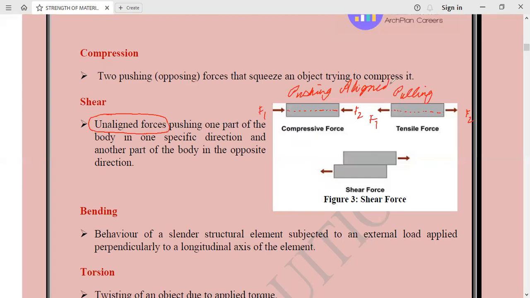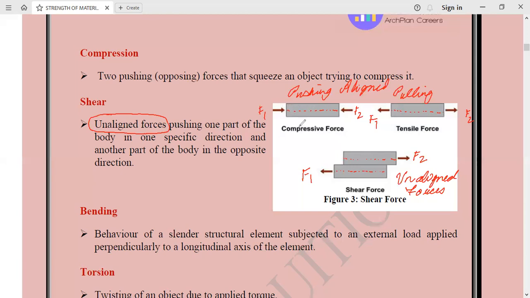aligned forces. But here in shear force, you see that when we are applying two different forces, this is F1, this is F2, the forces are not in a line. The line of action of this force is this one. The line of action of force F2 is this one. So these forces are not aligned forces. So these are unaligned forces.